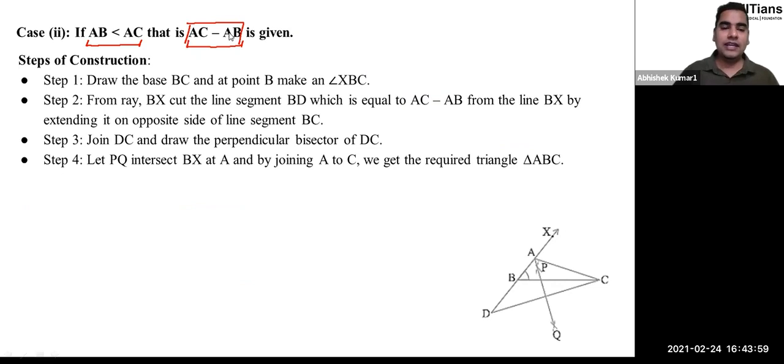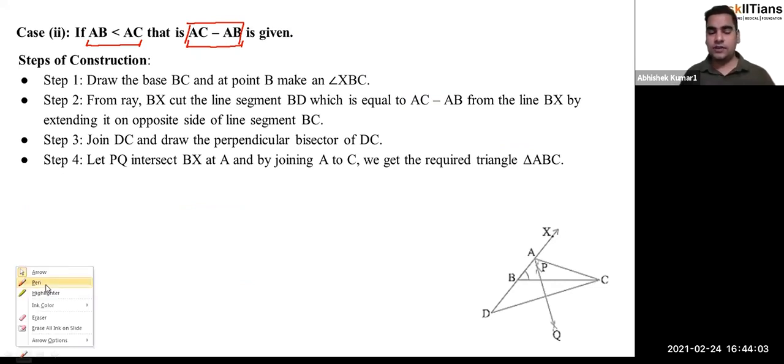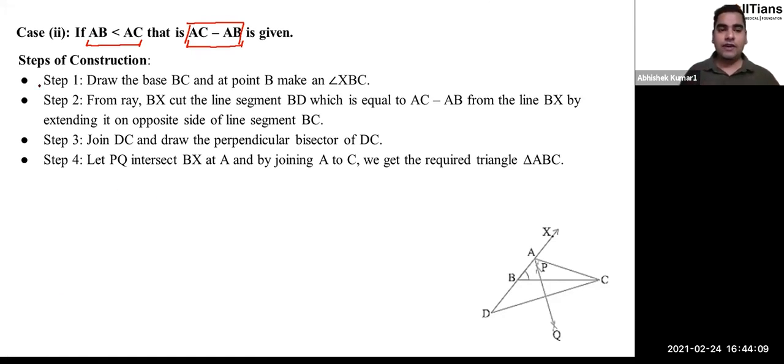So if you are provided AC minus AB, how this construction can be done, that's what we are going to learn. And this construction is very similar to the last construction. So in step one, we are first going to draw BC only. Here you can assume BC to be a unit only. So let's say this is your BC.